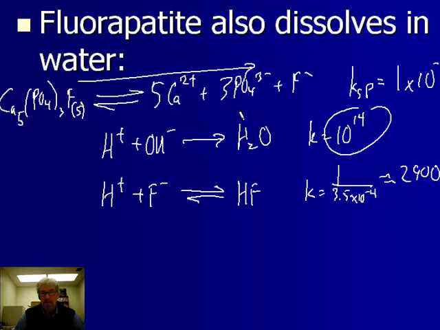So adding fluoride to your body reduces tooth decay. Adding sugar and acid to your mouth increases tooth decay. And it's all about Ksps.